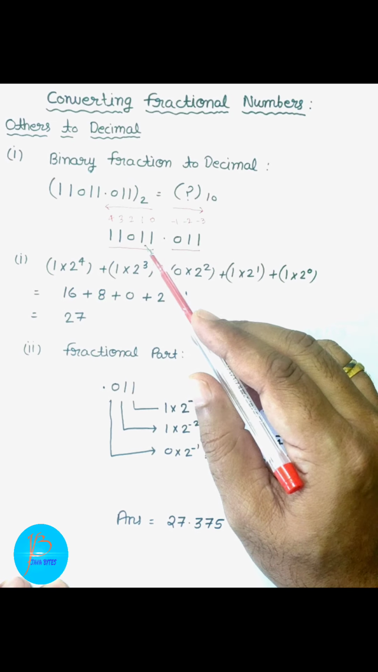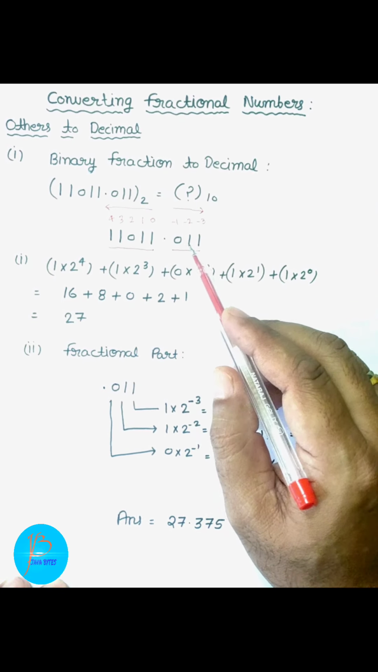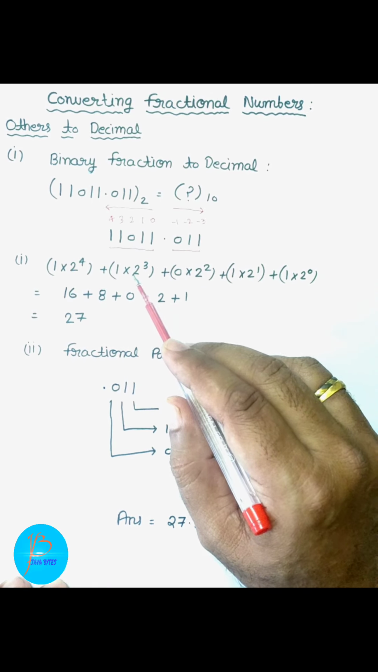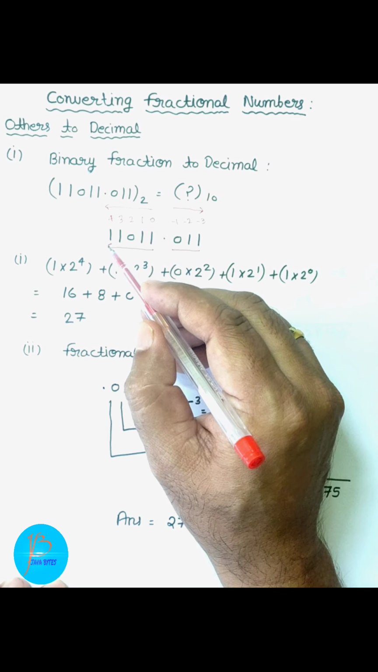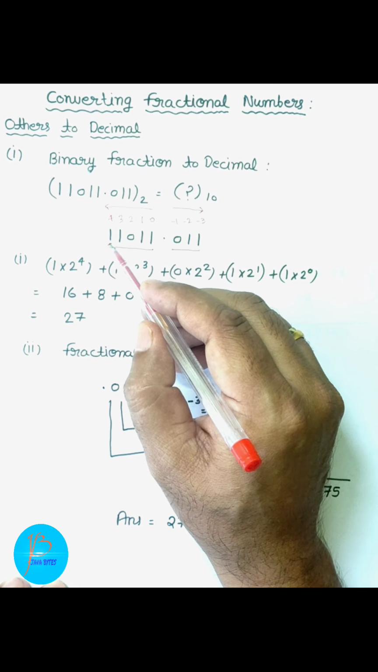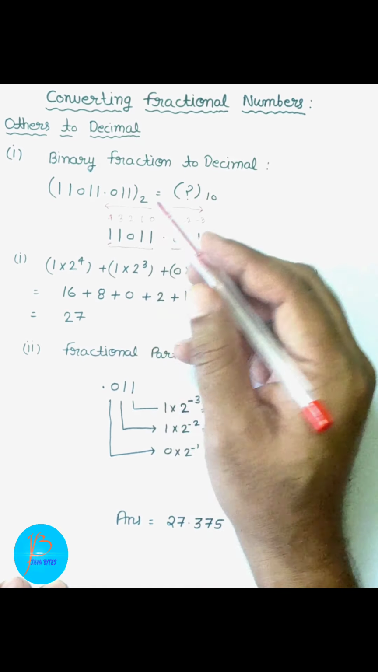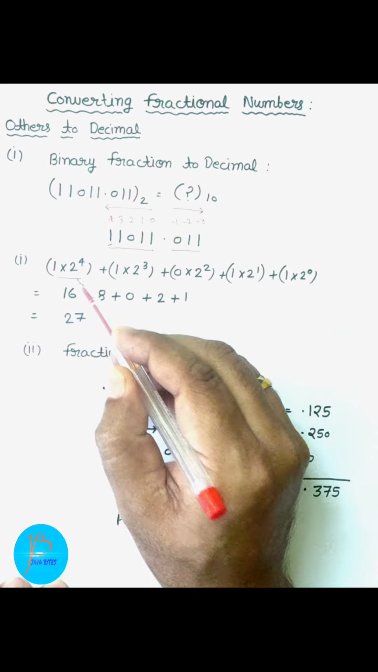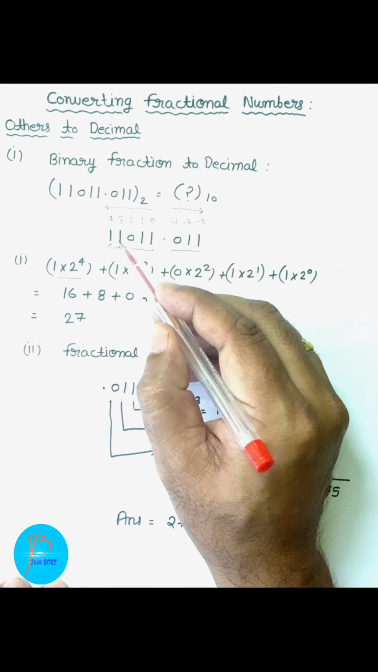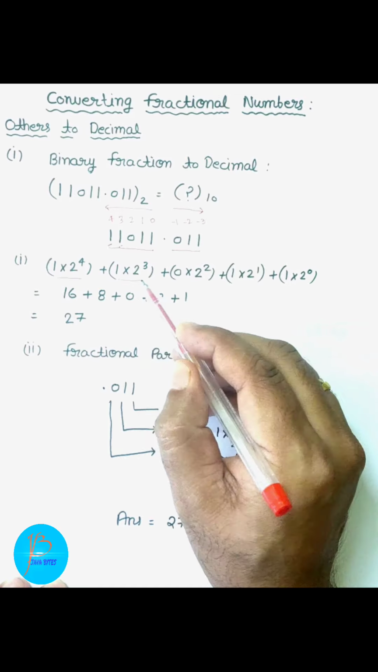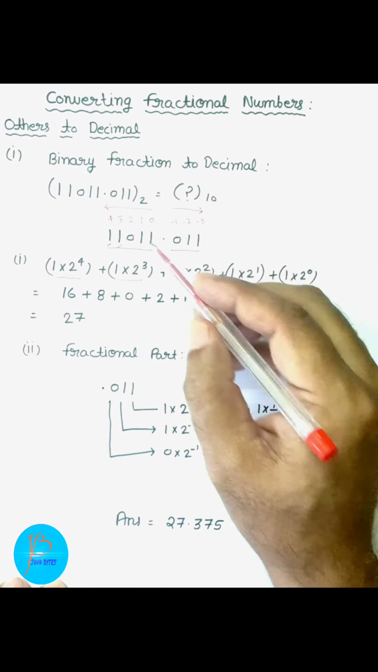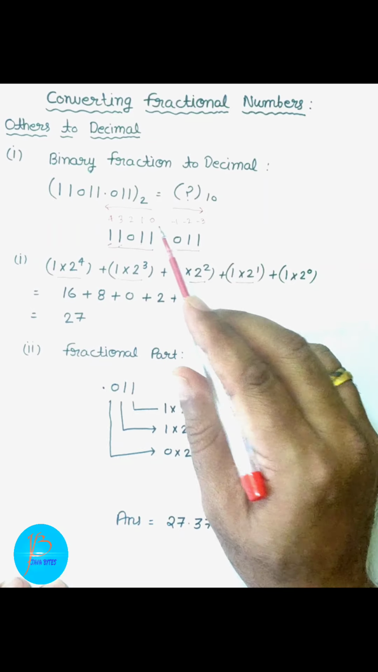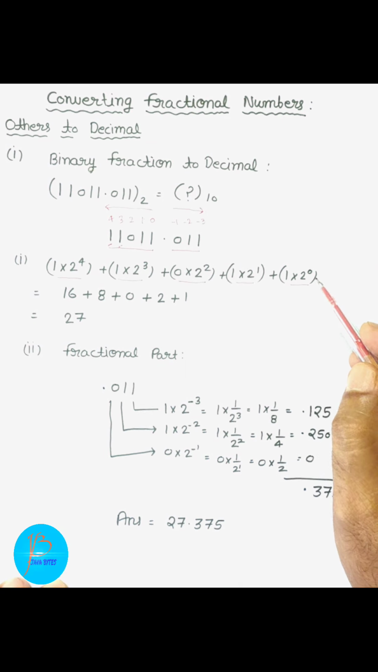After that, you have to solve these two parts separately. The integer part, you know how to solve. The first value from the left hand side is 1, and it has the number 4 upon it, so we write 1 into 2 raised to the power 4. The second has 3, so 1 into 2 raised to the power 3. Then 0 into 2 raised to the power 2. Then 1 into 2 raised to the power 1. And the last one has the power 0, so 1 into 2 raised to the power 0.